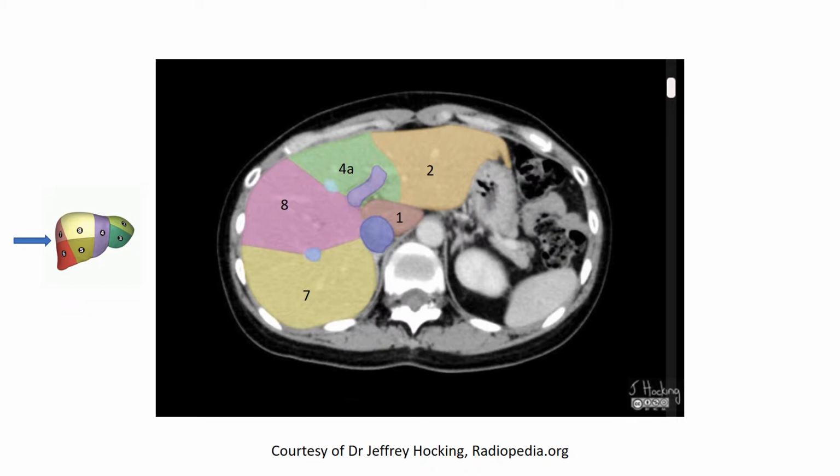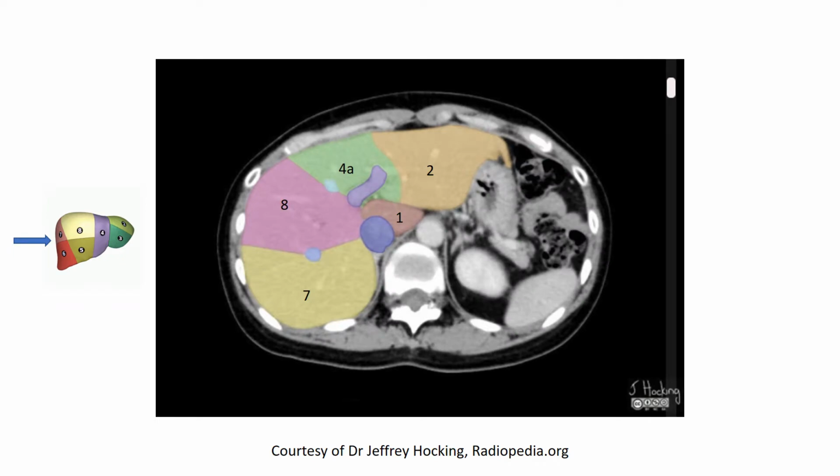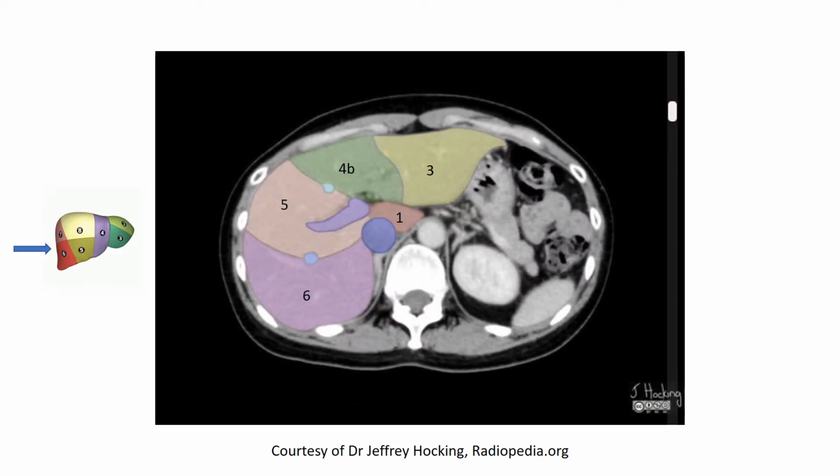Now in the next few slides we're just going to pop up and down just to clarify that you can see that this is the bifurcation. So in this image you can clearly see the left portal vein, and as we go up and down you can see that this is the bifurcation.